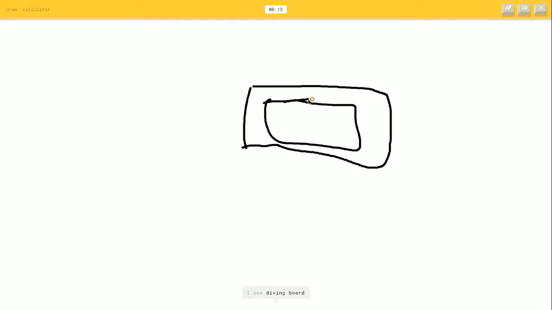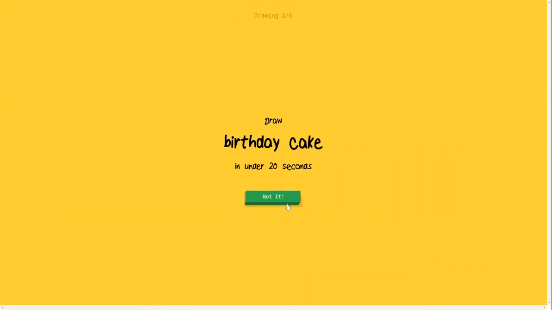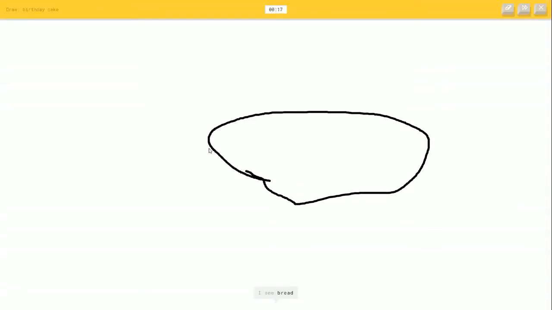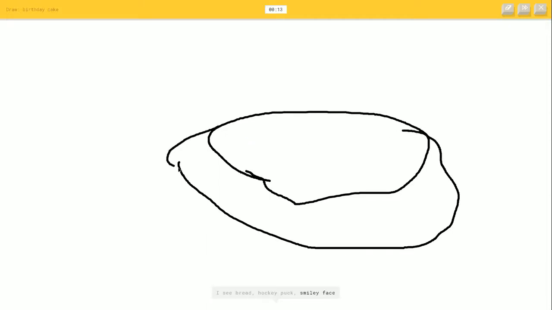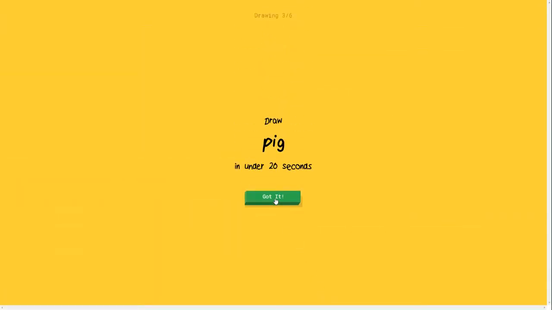Right, I see diving board. Or microwave. Oh, I know. It's calculator. Sick calculator. Birthday cake. Okay. How do you draw one of those? Okay, I'm just gonna do something like this. I see bread. Or hockey puck. Yeah, this looks like a birthday cake. Or smiley face. It? Or pool. They have 15. I see bathtub. There you go. Oh, I know. Oh, it's birthday cake. Beautiful birthday cake.